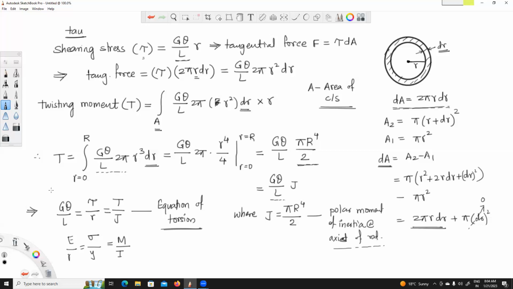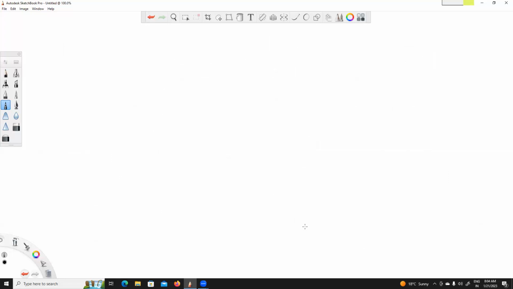Okay, so we have got this torsion equation. Finally we'll see a new term, and we have already seen the analogy, and see how to find this polar moment of inertia for the circular part in brief. So finally we have got this particular relation: tau divided by R is equal to T divided by J equals G theta over L.